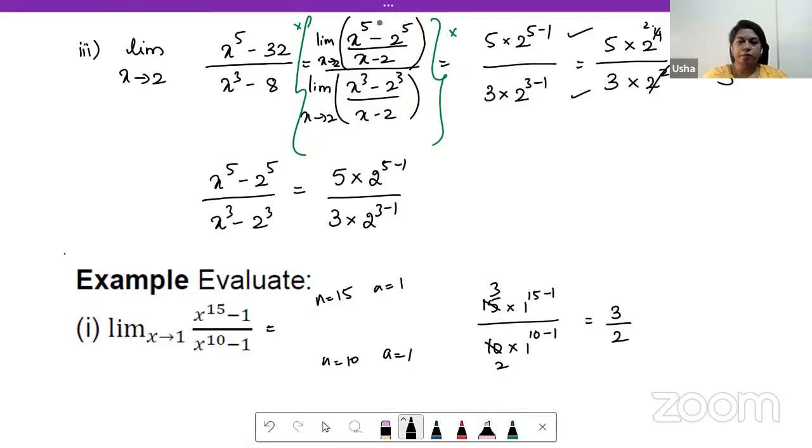Yes. Let me know if you have any questions. I'll share a few more problems in the WhatsApp group. We will see if you have trigonometric limits also. I'll just check in your syllabus if you have trigonometric limits.